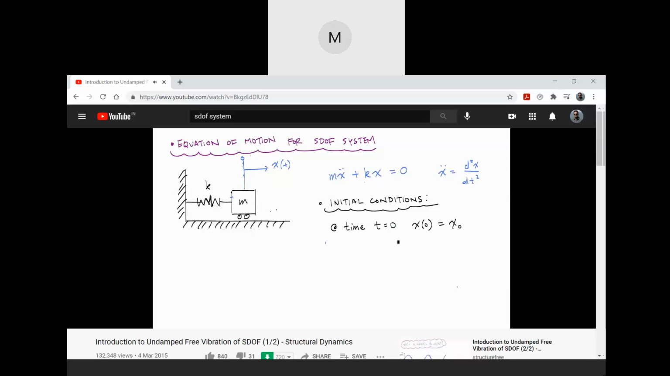At time t equals 0, I give it an initial velocity. So I could say x dot at 0, I'm going to give it a push, and I'll call this x dot of 0. Boom. So this is like the pull, and this is the push.